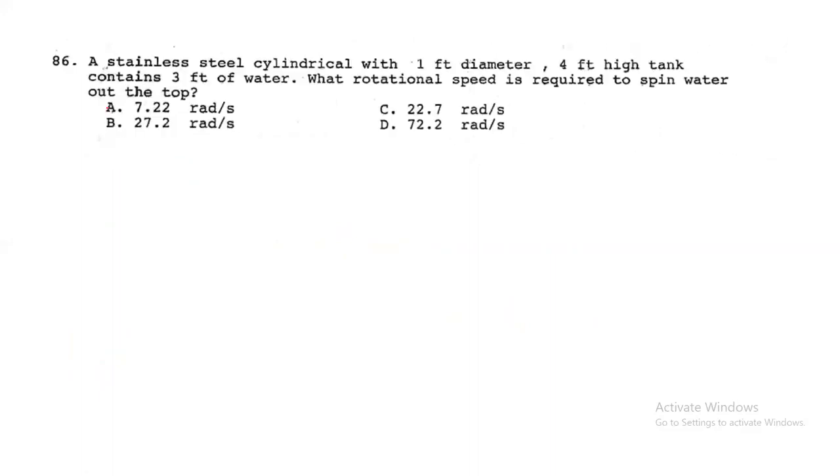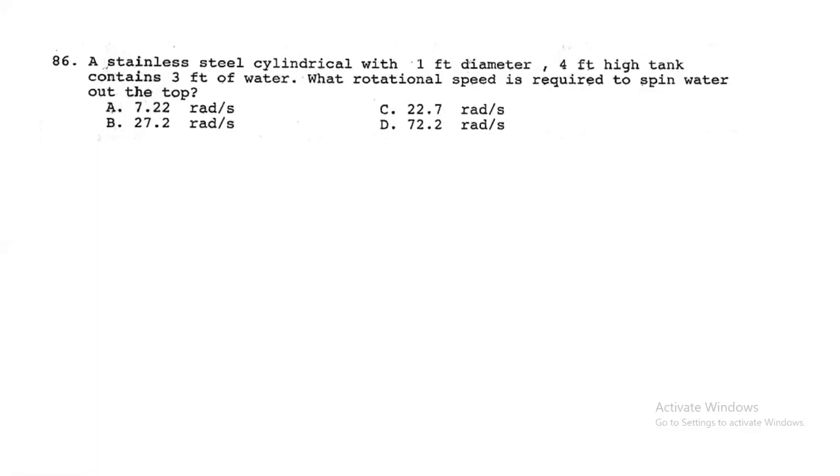So next, 85. The discharge line B4 shall be vented to the atmosphere through a, so the answer is diffuser. The next, 86. A stainless steel cylindrical tank with 1 feet diameter, 4 feet high, contains 3 feet of water. What rotational speed is required to spin water to the top?